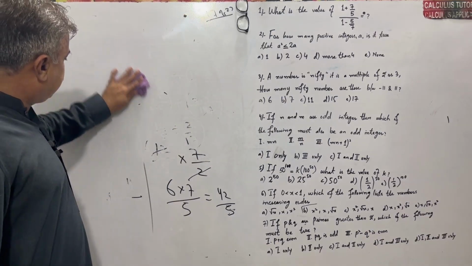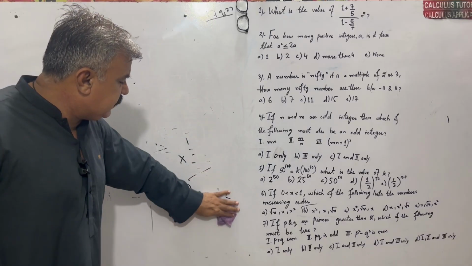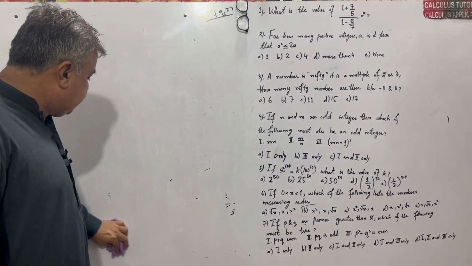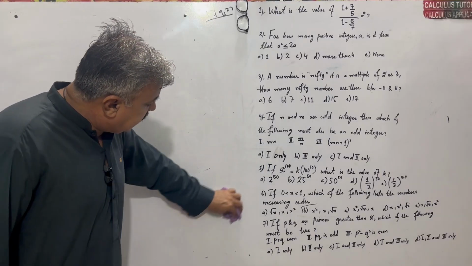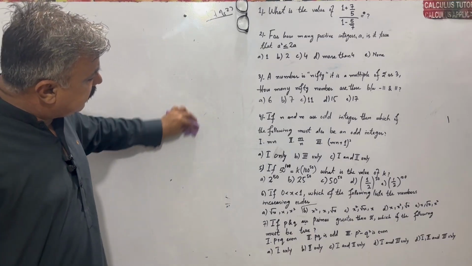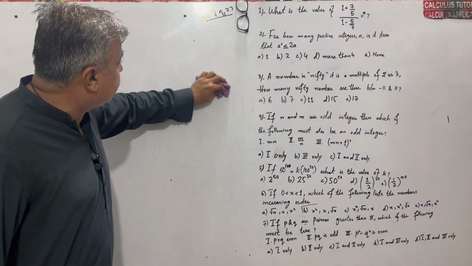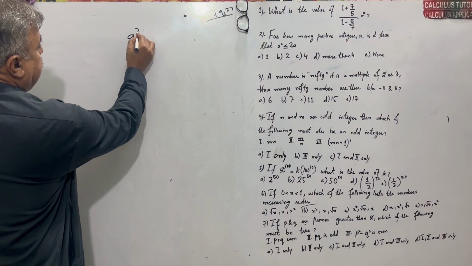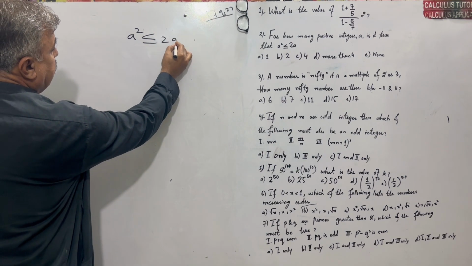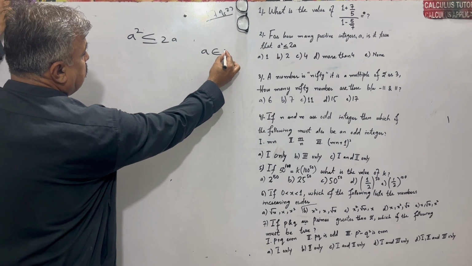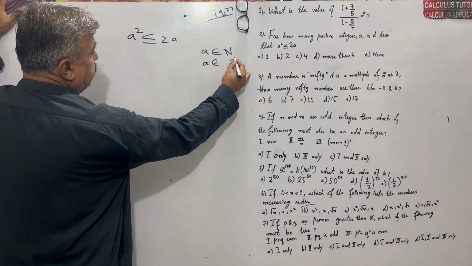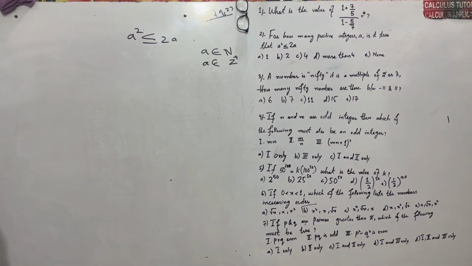Positive integers start from 1, 2, 3, like natural numbers 1, 2, 3, 4, 5, 6. Put 1, 2, 3 and check the inequality. If the inequality is valid, keep on taking the numbers and counting them. That's our answer. Here a belongs to natural numbers or positive integers, whatever suits you.